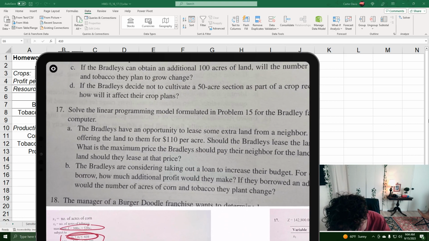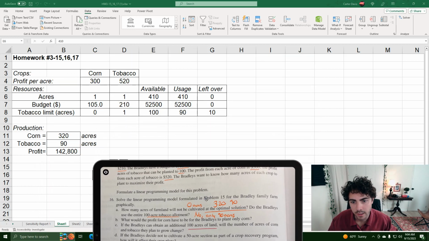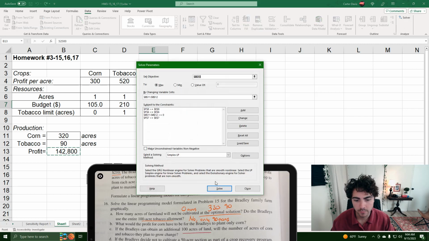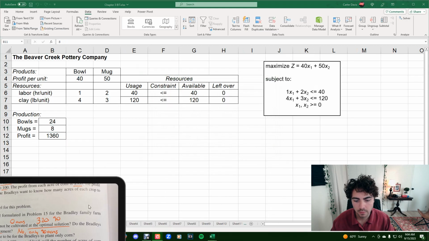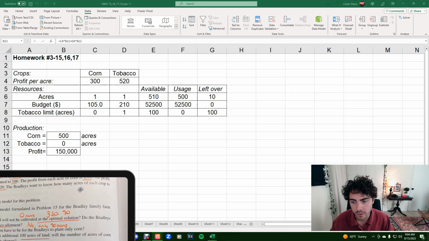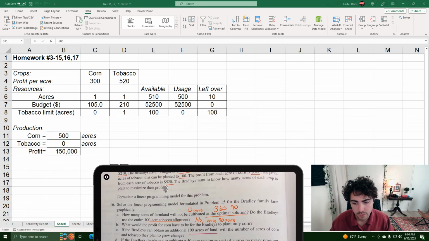C. They say if the Bradleys can obtain an additional 100 acres of land, will the number of acres of corn and tobacco they plan to grow change? Yes. So let's do that here. If the number of acres goes from 410 to 510, and we do our solver again, and we hit solve, we hit OK, and we go back to our Excel sheet, we get 500 corn acres and 0 tobacco acres for a profit of 150,000. So their profit went up almost 8,000, and it's just planting corn.